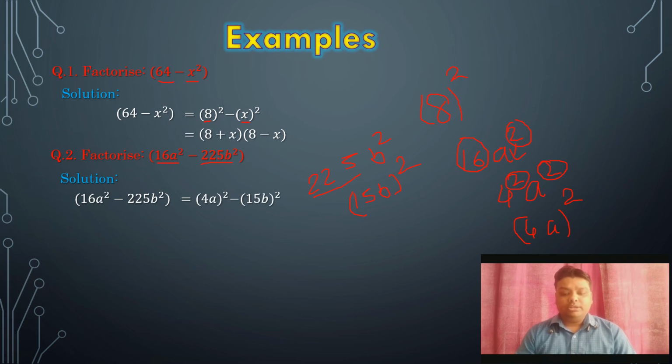Now here you can see 4a as a and 15b as b. So the whole a is 4a and the whole b is 15b, so we can say a square minus b square. So we can again apply the a plus b and a minus b formula. It means 4a plus 15b and 4a minus 15b. Like this we can write. I hope you all have understood.